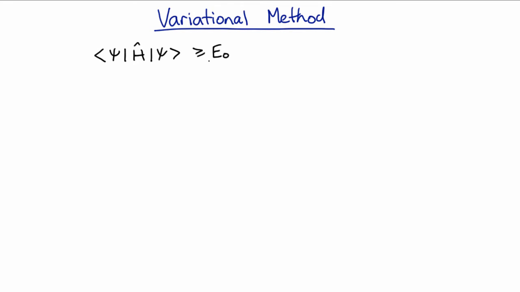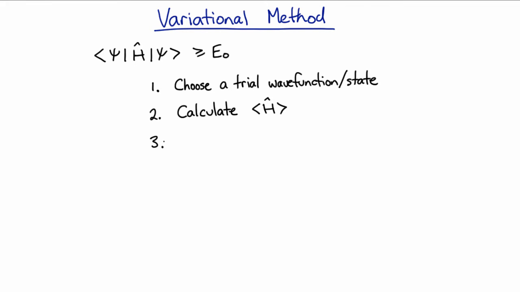And if you can get it sufficiently low, then you might suspect that you're getting closer towards the actual ground state. So the method is very simple. The first is you choose the trial wave function. The second is you calculate this expectation value. And then the third is you minimize this, so you have your trial wave function depend on some parameter, and you minimize that. And that gives you an upper bound for the ground state energy.